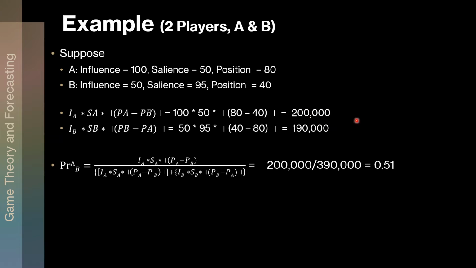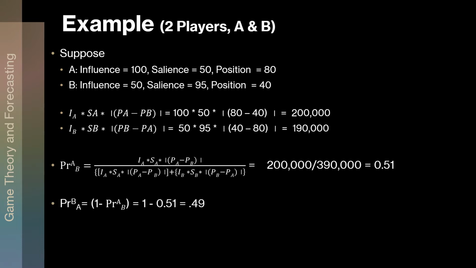200,000 plus 190 is 390. Really, we don't need a computer for this. Well, I like a calculator for this. We come up with, if we round, 0.51. So we have a prediction here of a 51% chance that A will win the conflict, that A will prevail and get its position. So what do we do with that?